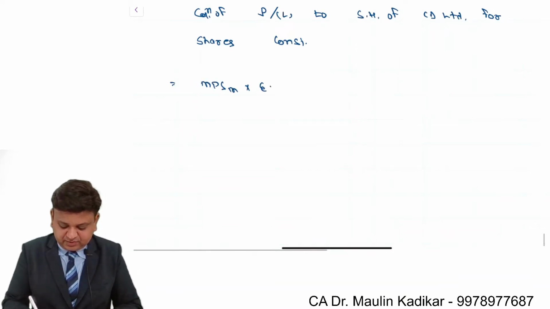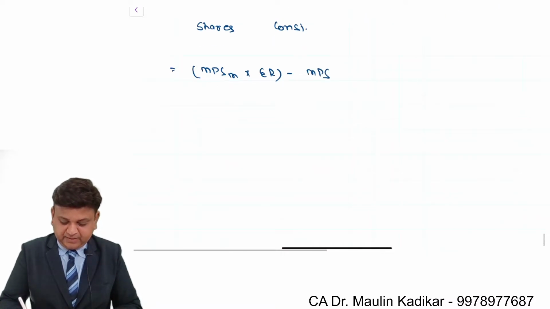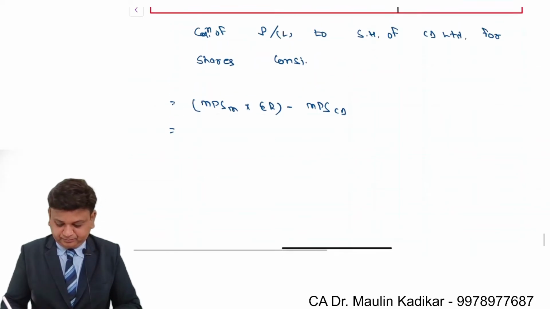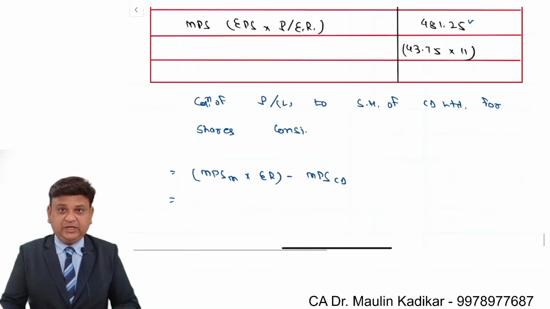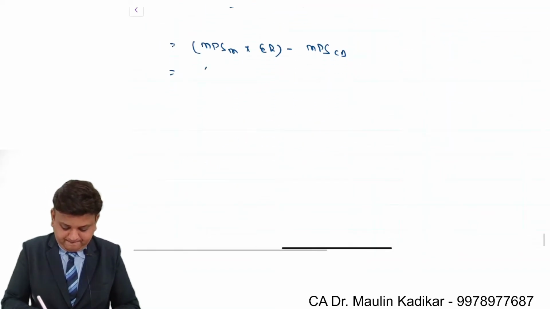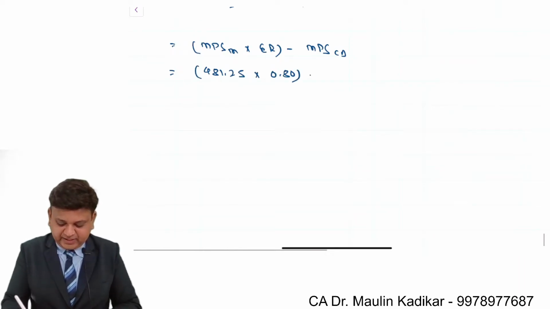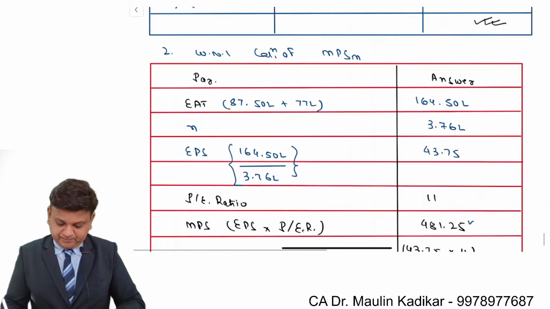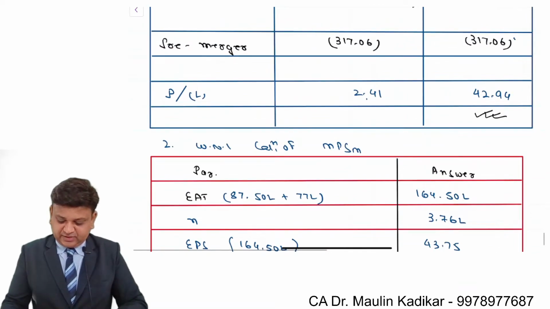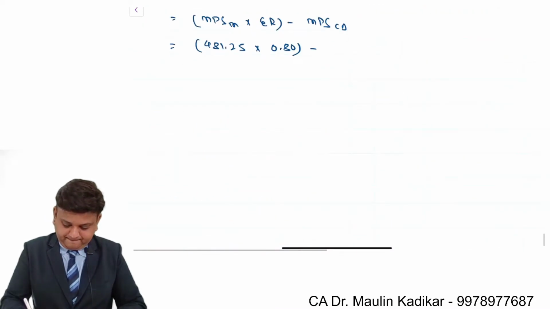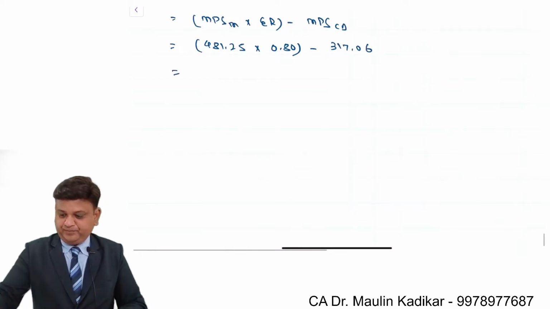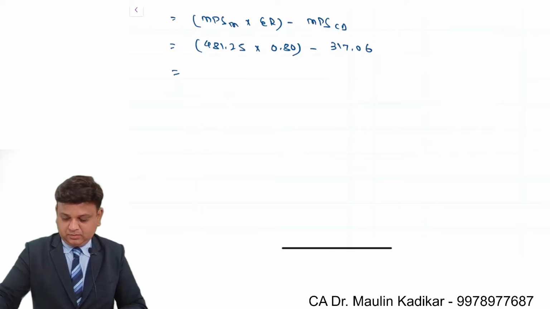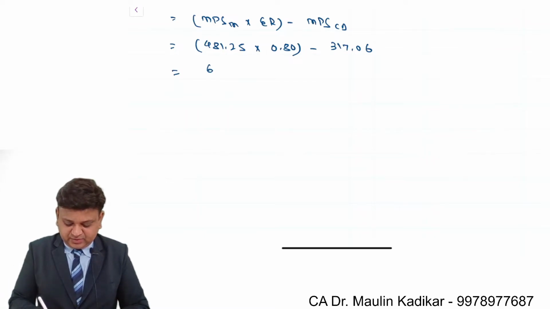It is MPS of the merged firm into exchange ratio minus MPS of CD Limited. So it is 481.25 into 0.80 minus MPS of CD Limited. It is an amount of 317.06. So it is 67.94.